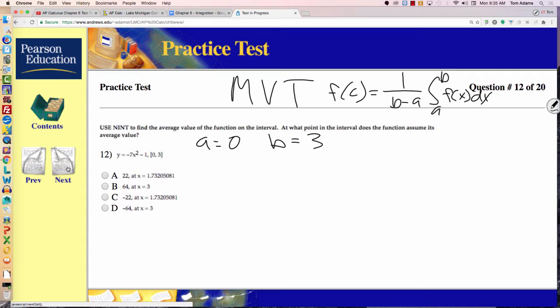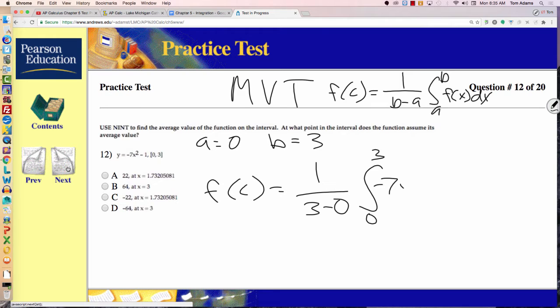And to find the average, what I need is f of c is equal to 1 over 3 minus 0 times the integral from 0 to 3 of negative 7x squared minus 1. All right, so first thing that I want to do is evaluate, I want to plug it in. So the first thing that I want to do is take the antiderivative.